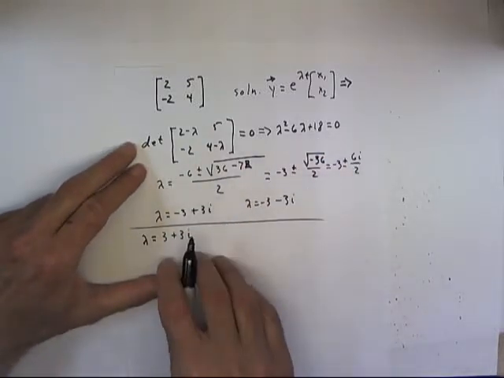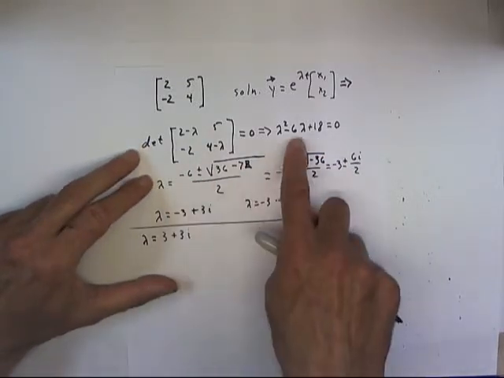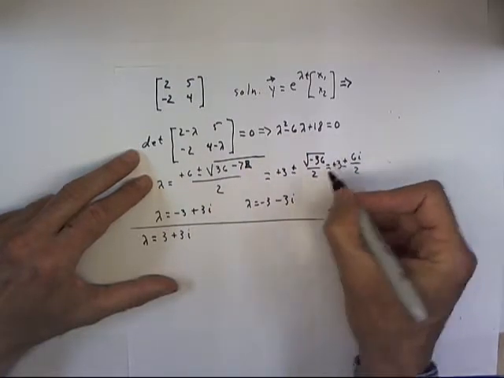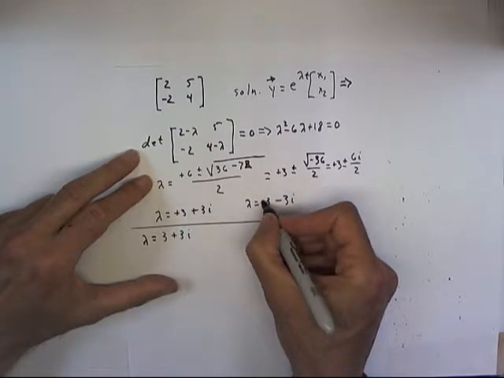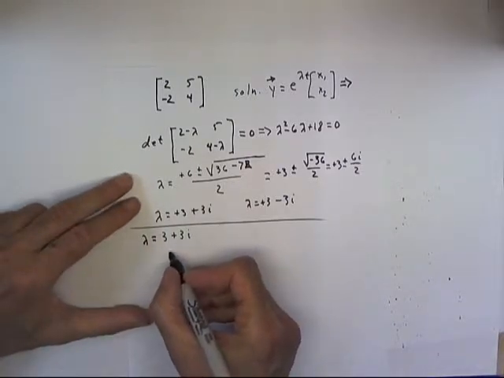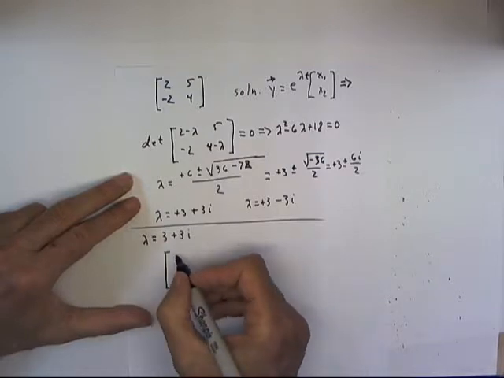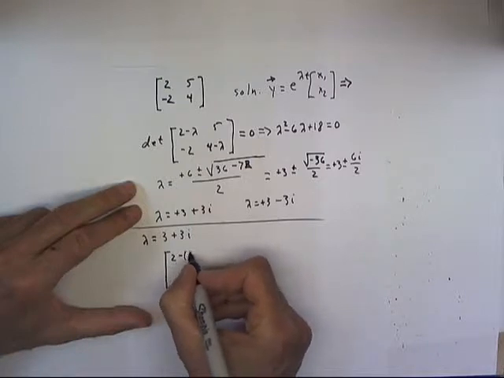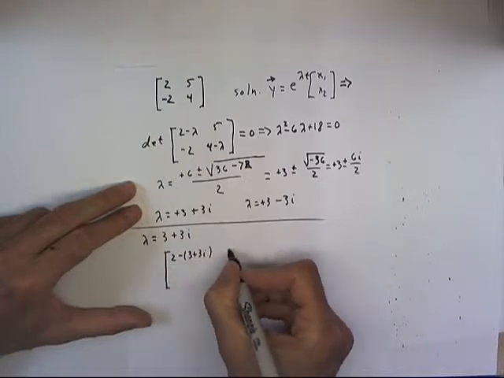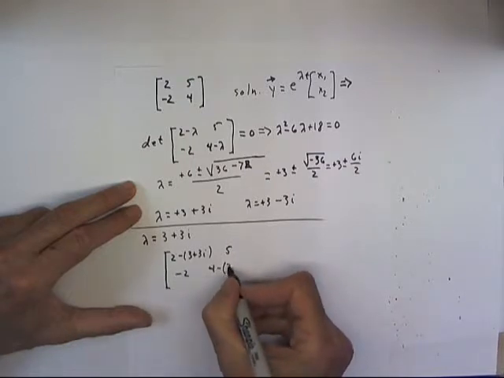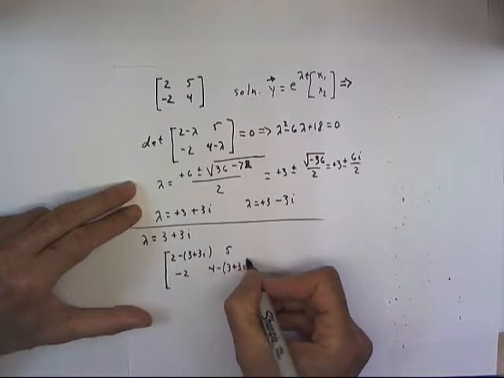Okay, now I wrote down the quadratic formula carelessly. It's negative b, b is negative 6, so this will be plus, which will make the 3 here plus, and make all these real values of 3 positive. So if lambda equals 3 plus 3i, then our eigenvalue equation becomes 2 minus the quantity 3 plus 3i, 5, negative 2, 4 minus the quantity 3 plus 3i.